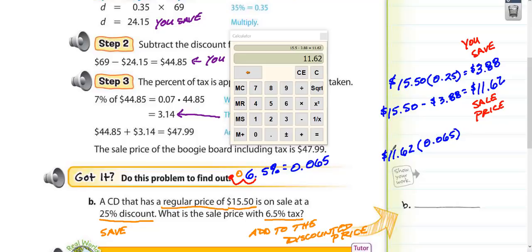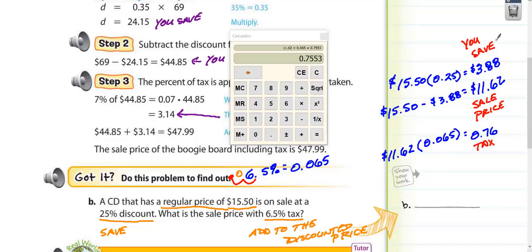So let's go ahead and do this multiplication. $11.62 times that tax. So there's my $11.62 already in the calculator. I'm going to multiply that by 0.065 and I get 0.7553. Again, we're doing money, so I have to round it. So this 5 right here says to round that 5 up. So my tax on this particular item is 76 cents. That's the amount of the tax.